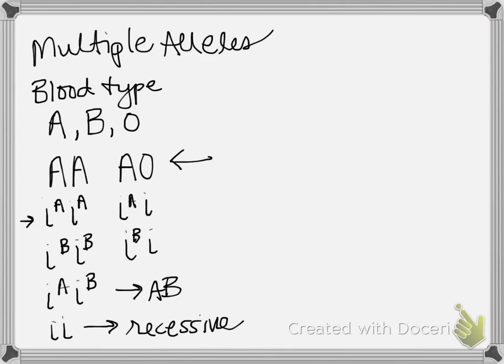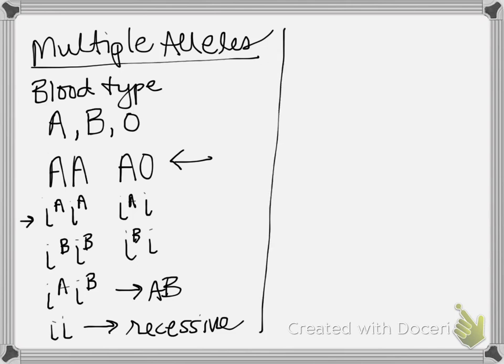So as you can see, we have more than one allele. We don't have just a dominant and recessive. We have dominant A, dominant B, and then recessive type O. So that's what we mean by multiple alleles. And there are several other examples that you can find in your textbook.